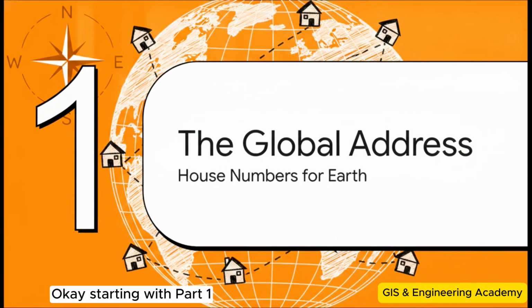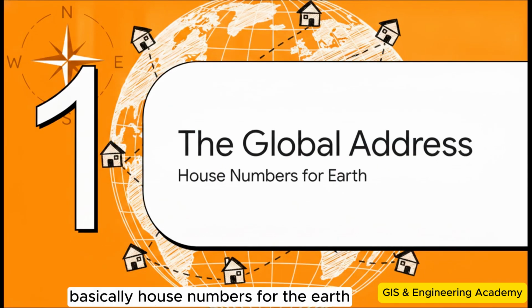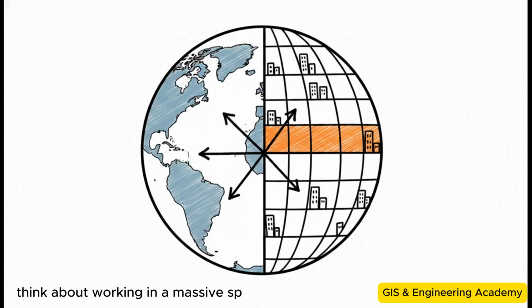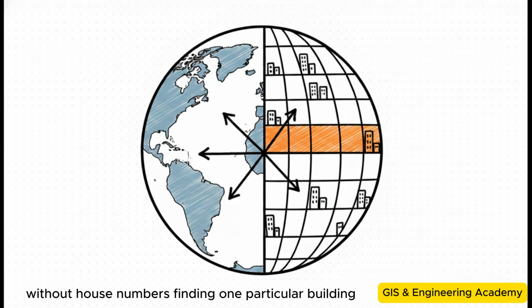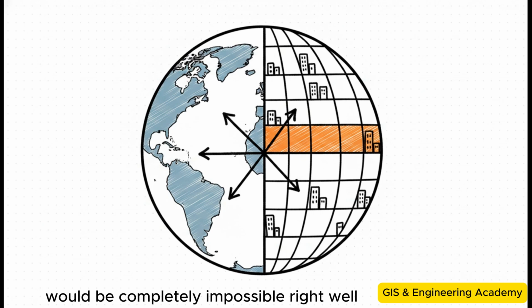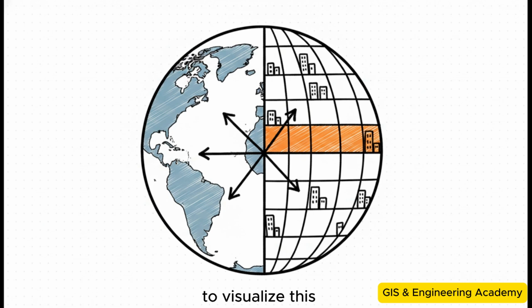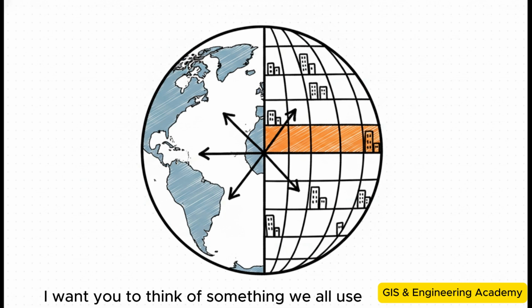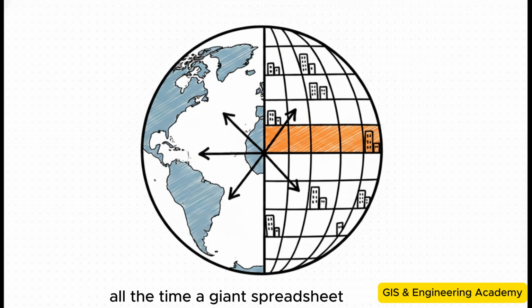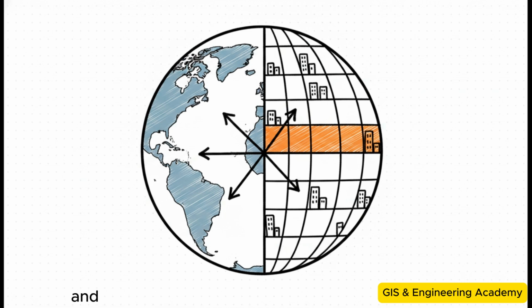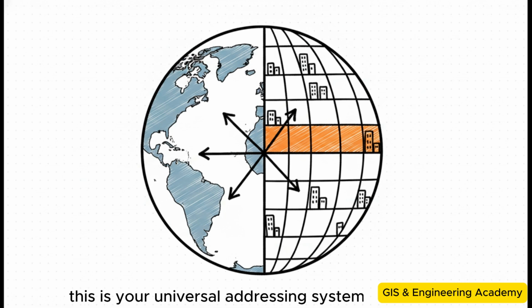Okay, starting with part 1, the global address, basically house numbers for the Earth. Think about working in a massive, sprawling, modern city. Without house numbers, finding one particular building would be completely impossible, right? Well, the Earth needs an address system in the exact same way. To visualize this, I want you to think of something we all use all the time, a giant spreadsheet. Just picture latitude as your horizontal rows and longitude as your vertical columns. This is your universal addressing system.